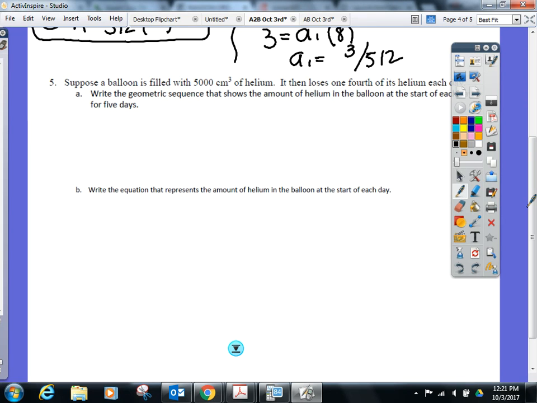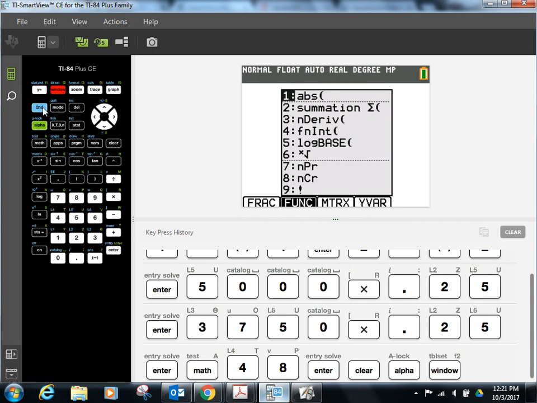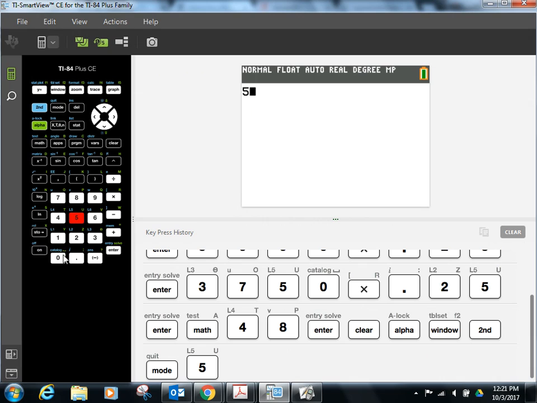So on day 1, I start with 5,000. It loses a quarter every day. What can I do now? Got my calculator in front of me. It's going to involve the number 5,000. What can I do now with that 5,000 to find out how much helium's left? Remember, it loses a quarter every day. You want me to divide it by 4? Multiply by a fourth? Yes, no?